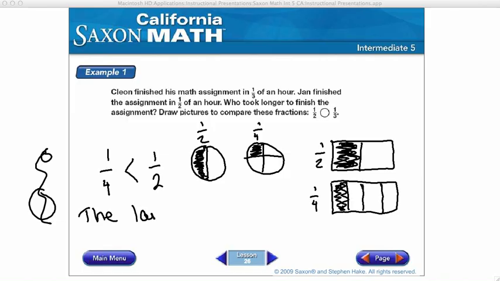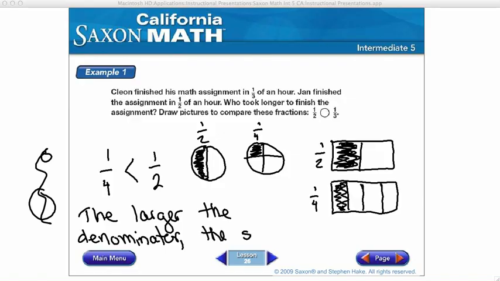The larger the denominator, the smaller the piece.